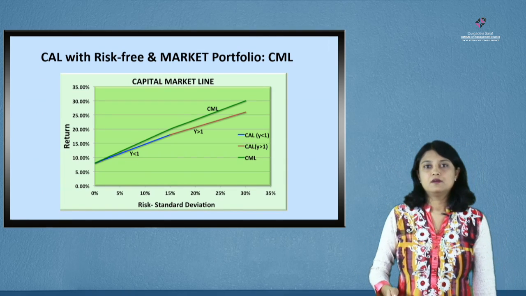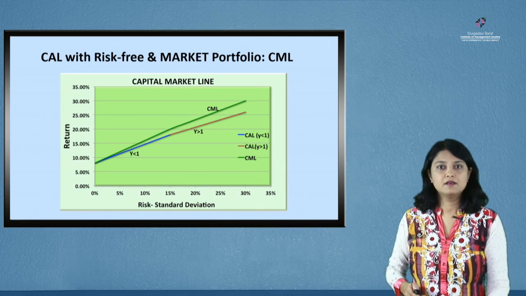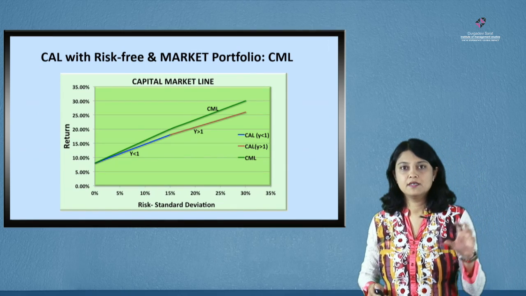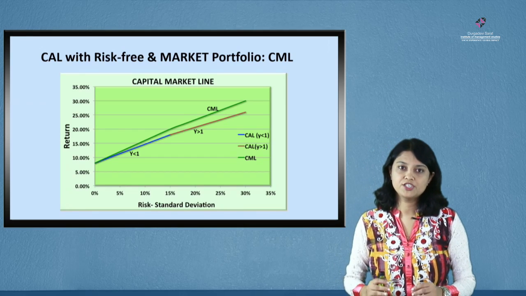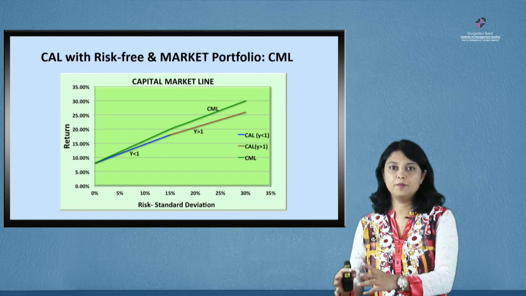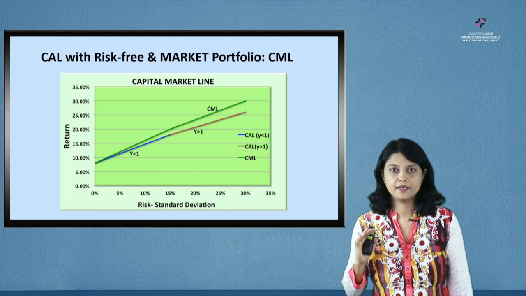So with this we have covered three major concepts to summarize: the capital allocation line, the kinked capital allocation line with borrowing permitted, and the third concept is the capital market line.